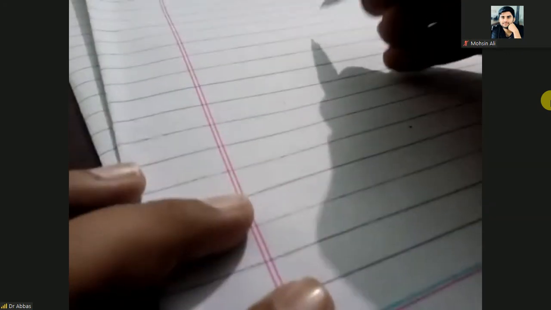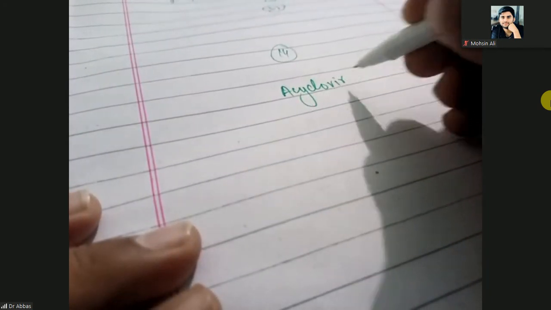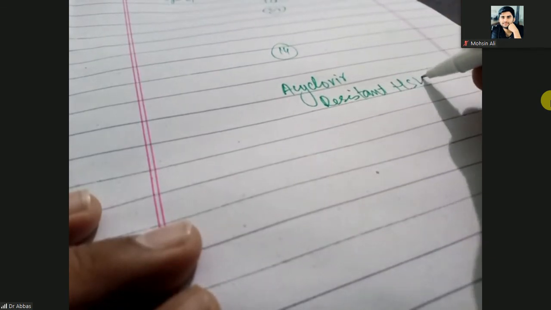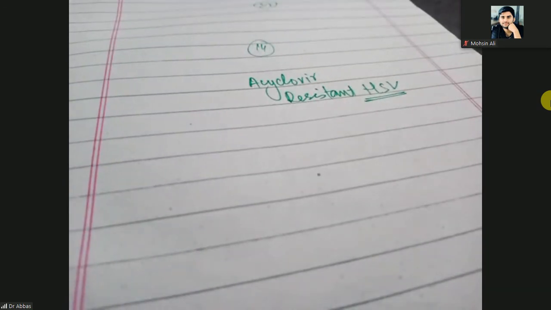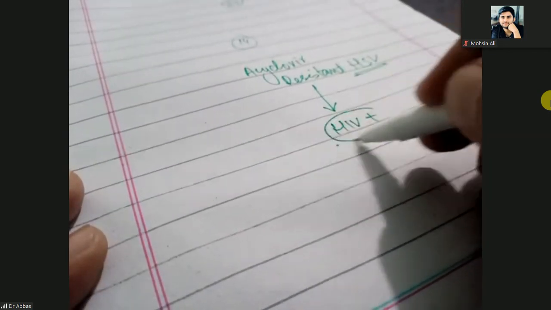If the herpes is resistant to the acyclovir, we call it acyclovir resistant herpes simplex virus. If the herpes simplex virus is resistant to the acyclovir, how will you treat it? You will not give the acyclovir. Especially this resistance is present in those patients who are HIV positive.